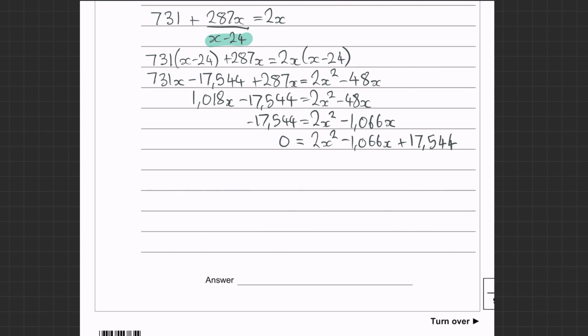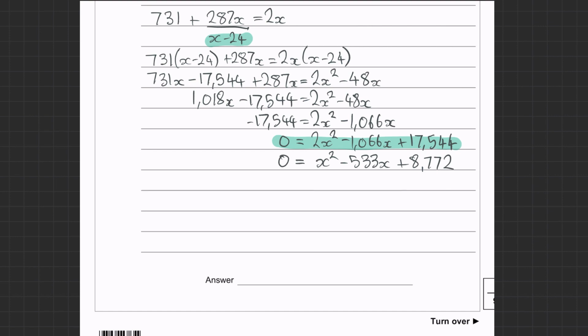Okay, so we've got this equation here, and what we can do with this is to say, well, actually, it looks like a quadratic equation, and that's because it is. So we're going to solve it as one, but one step I'm going to make it ever so slightly easier. You don't have to at this stage, but you can. I'm going to divide everything by 2, because if you divide the left-hand side by 2, it stays as 0. So that's going to become x squared minus 533x plus 8,772, just because it's less numbers for us to deal with. Don't worry, you don't have to do that.